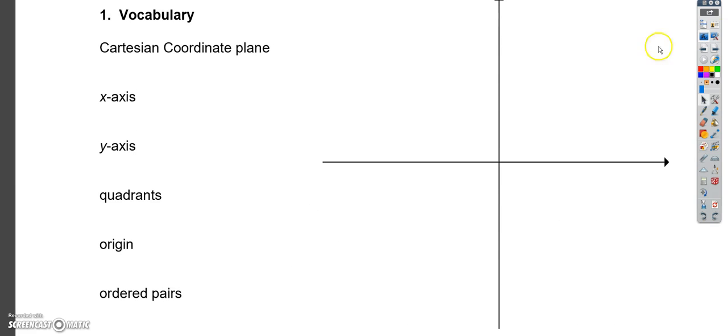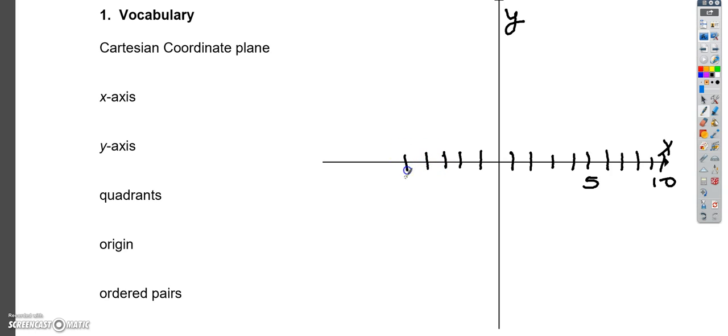This right here is the Cartesian coordinate plane. The x-axis is this. The y-axis is this. You put positive numbers on this side: 5, 6, 7, 8, 9, 10. Negative numbers to the left: -5.